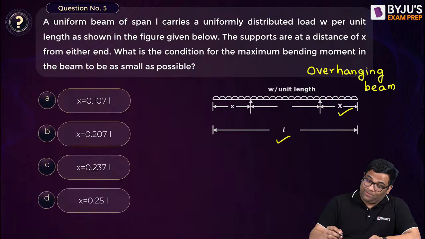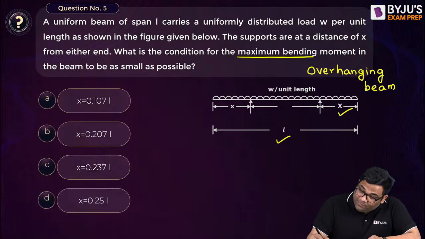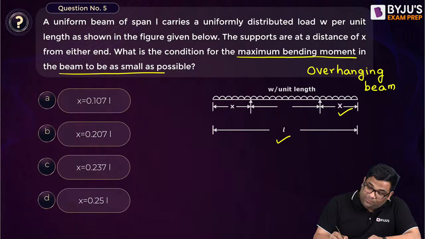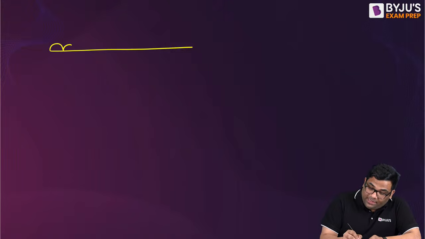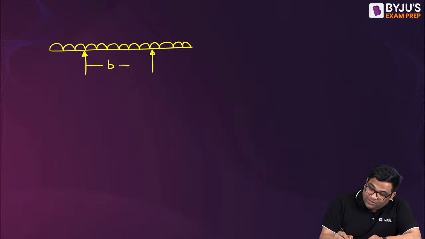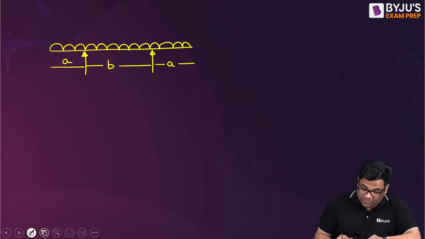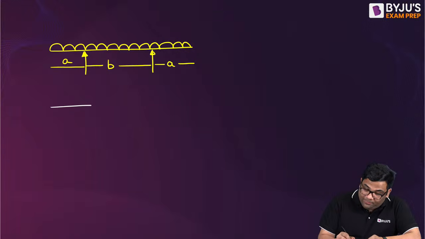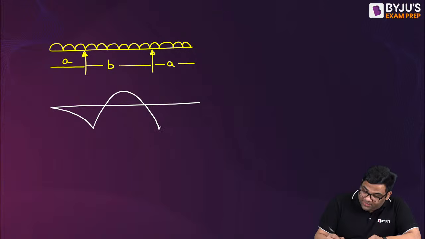But I will explain. What is the condition given? The maximum bending moment is as small as possible. So this is our overhanging beam, and these are the supports, with support reactions. Suppose the distance between the supports is B, and suppose this overhanging portion is A. So if you see the bending moment diagram, it will be something like this.